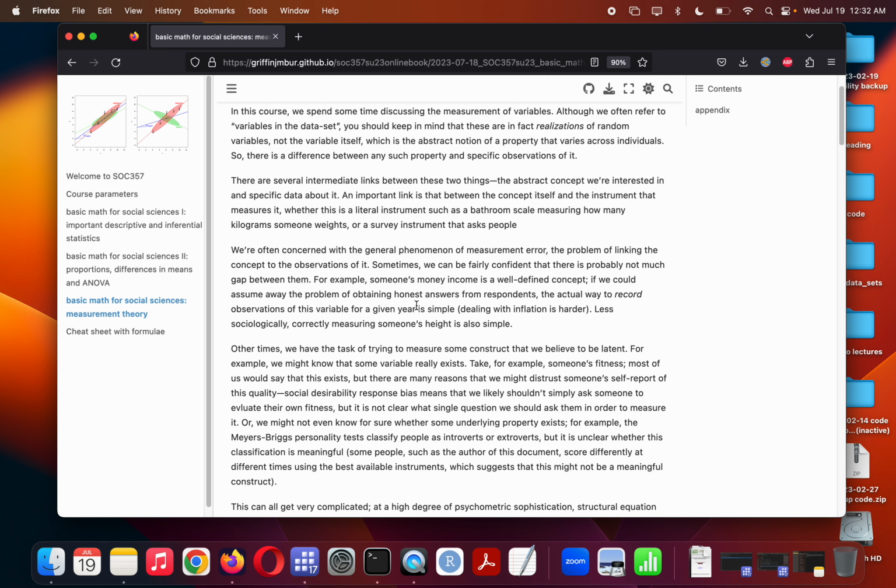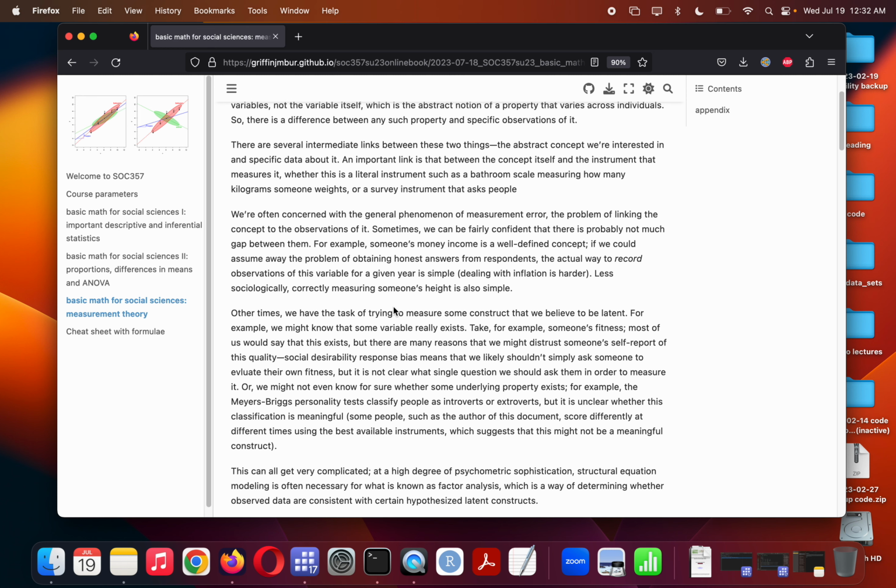Less sociologically, another simple example would be correctly measuring someone's height. So you can just take a tape measure or kind of a wall measure like you see in the doctor's office, and for most purposes, it's going to correctly capture the notion of height. But other times we have this task of trying to measure some construct that we believe to be latent, which means that it's not directly observable.